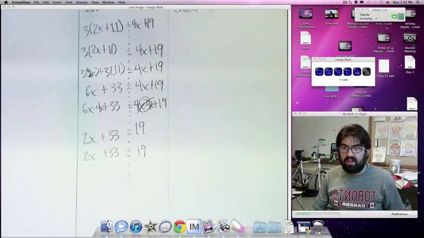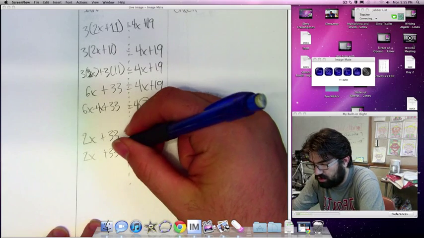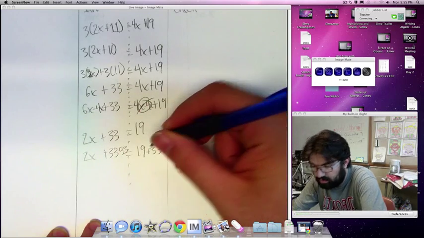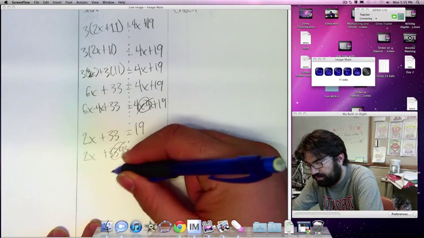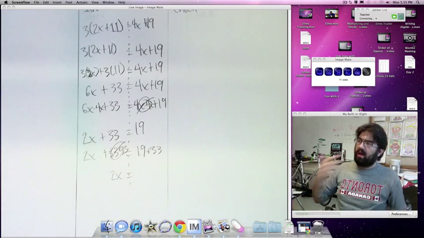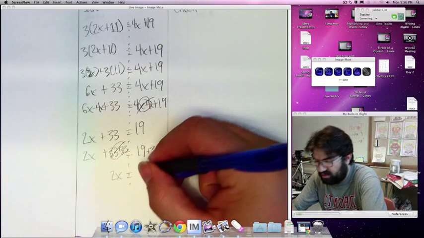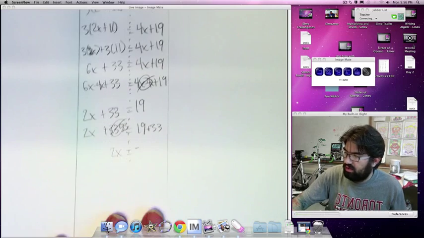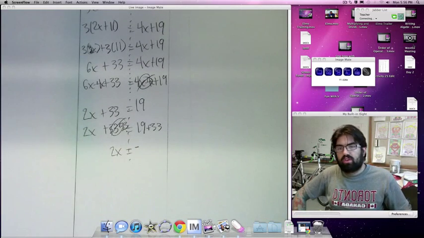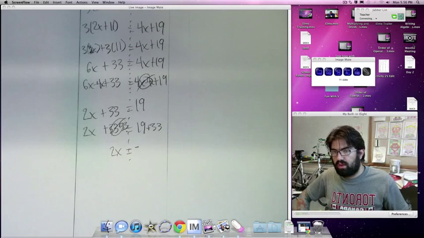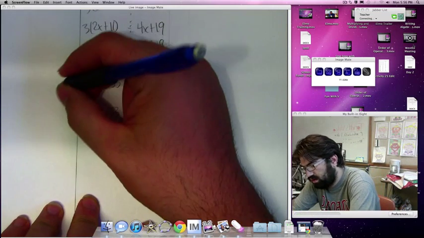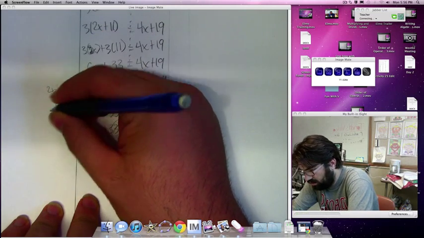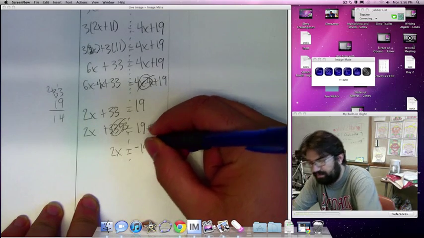Opposite of positive 33 is negative 33, so I'm going to minus 33 from both sides, or add negative 33. This is 0. 2x equals, let's see, positive and negative. There's more negatives, so that's going to win. And we're subtracting because they're different from each other. So 33 minus 19. 3 minus 9 is too small. 13 minus 9 is 4. 1. So we have negative 14.